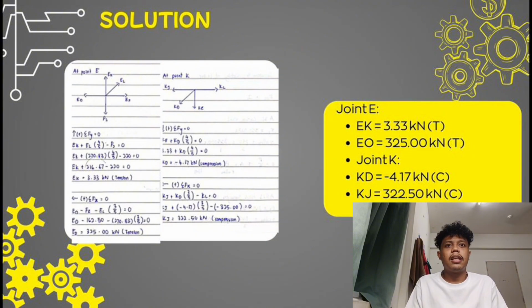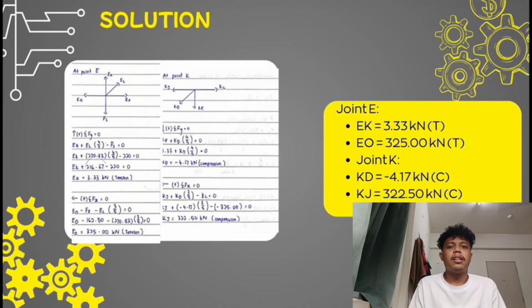The next is at point E. Upward positive, Fy equals 0: Ek plus El times 4/5 minus P2 equals 0. Ek plus 270.83 times 4/5 minus 220 equals 0. Ek plus 216.67 minus 220 equals 0. And the final answer is Ek equals 3.33 kN tension.